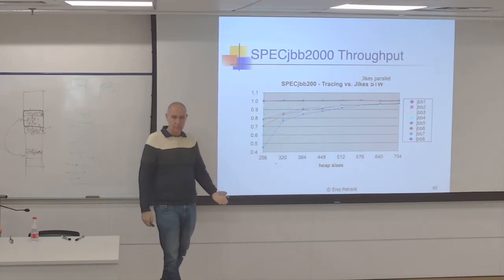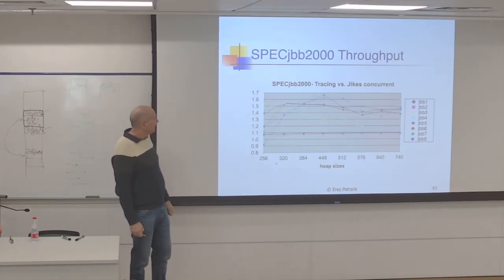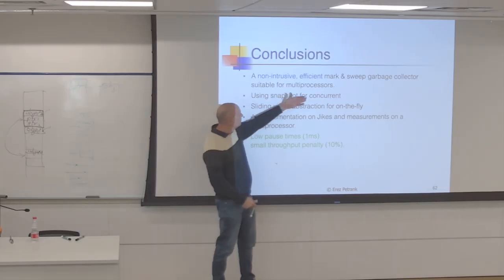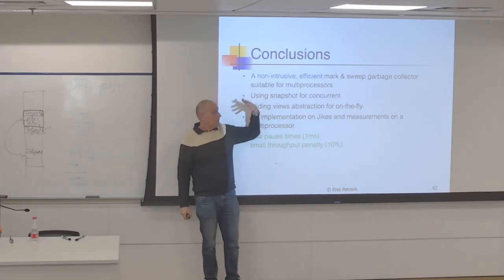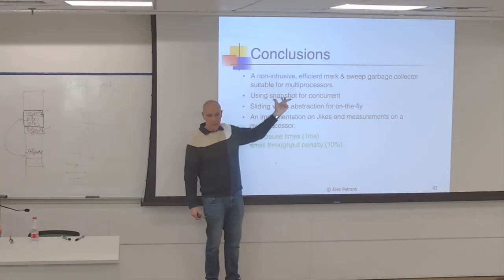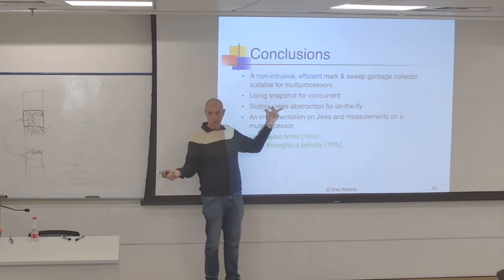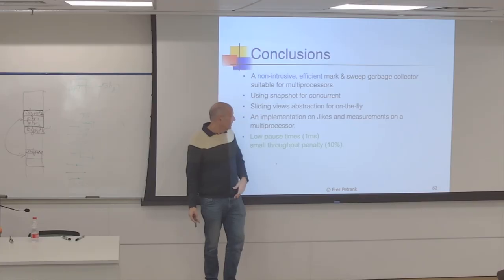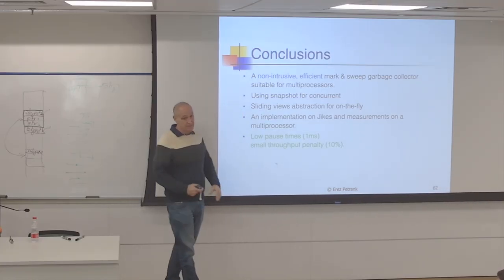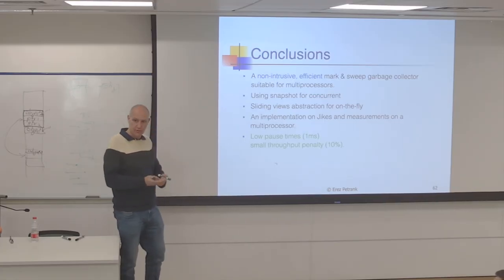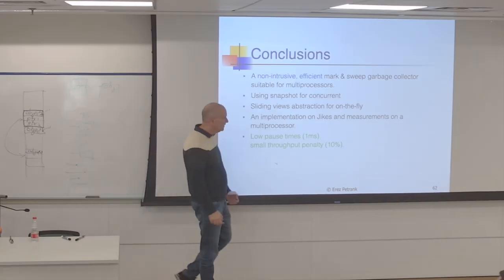And so to conclude, you have a mark-sweep garbage collector that you can use with a snapshot for concurrency. You can move, using the sliding views abstraction, to make it on the fly. And it's fast, and it has very, very short pauses.